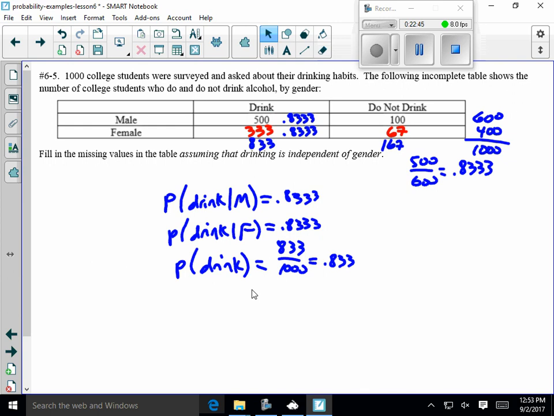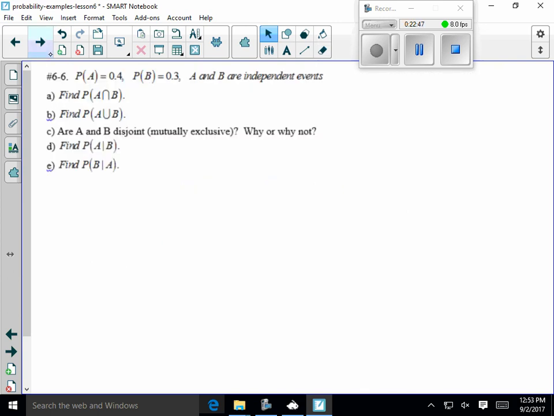Okay, let's take a look at the next problem. The next one says we have two generic events, A and B. The probability of A and probability of B are given, and we're told that they're independent. So we want to find the probability of A or B, A and B, and we want to ask, are they disjoint? Why or why not, and then find the conditional probabilities A given B and B given A. So pause this and give this a try.